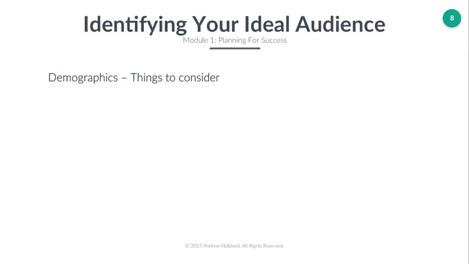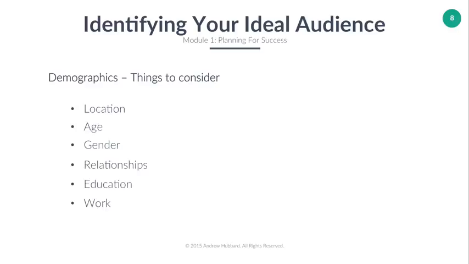So demographics, here are a few things to consider when we think about demographics. We've got the obvious ones like location, age, gender. Then it gets a bit more interesting, like relationships. Start to think about the sort of relationships that your ideal audience might have. Education, are they high school graduates, college graduates? Think about that sort of thing as well.